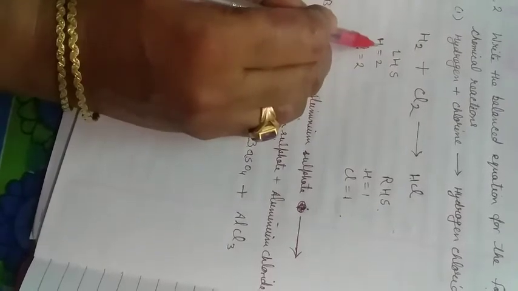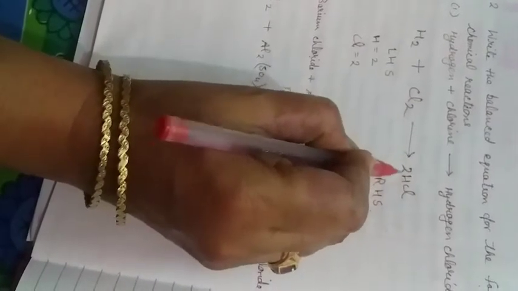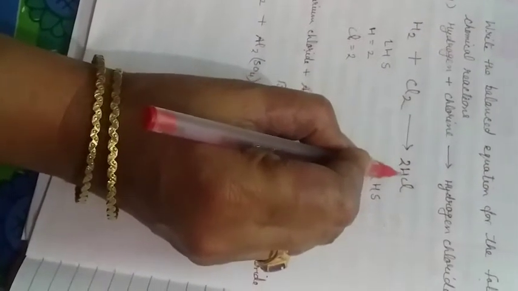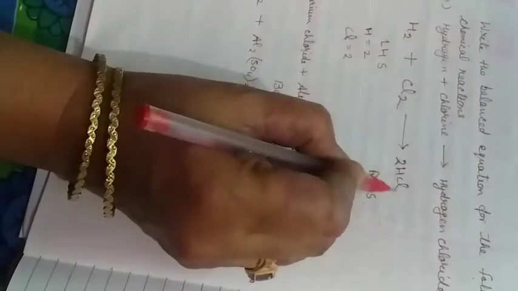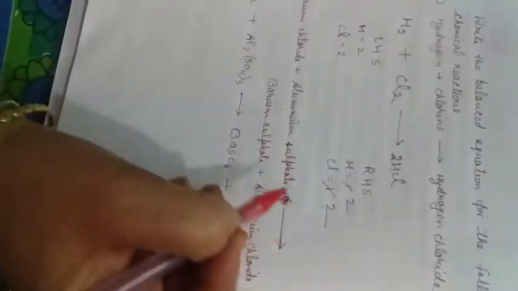If we try to balance hydrogen, if we put 2 here and multiply, we'll get 2 ones are 2 hydrogen and 2 ones are 2 chlorine. So here if we put 2, we'll get 2 hydrogen atoms and 2 chlorine atoms. Now this equation is balanced.